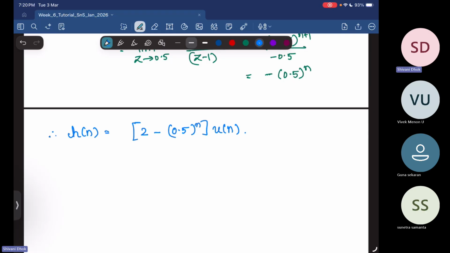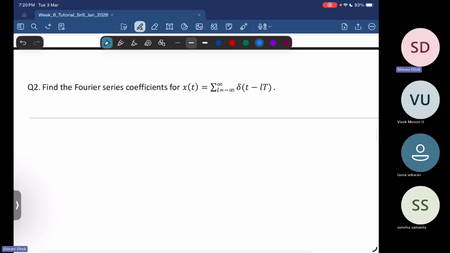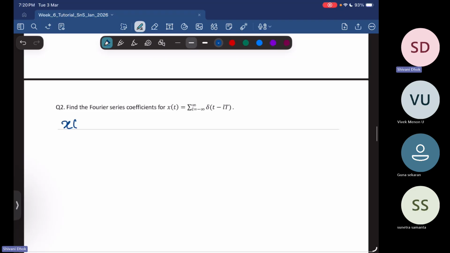Okay, if not, then let me move on to the next question. So this is the next question. It says that find the Fourier series coefficients for the signal which is given by x of t, which is equal to summation l running from minus infinity to infinity delta t minus l t, where delta is your standard unit impulse function.